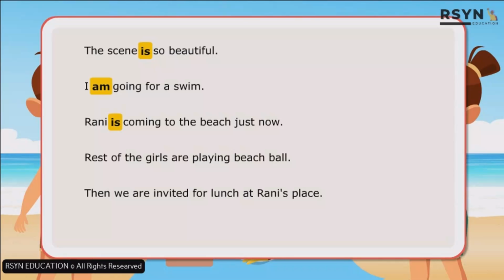Rest of the girls are playing beach ball. Then we are invited for lunch at Rani's place.